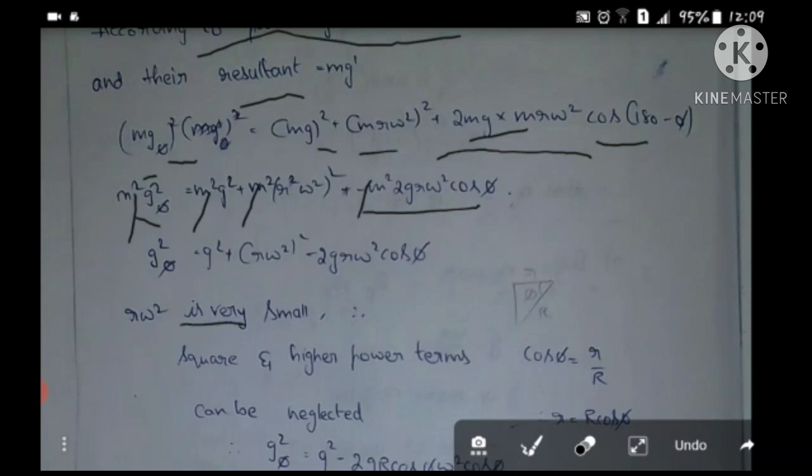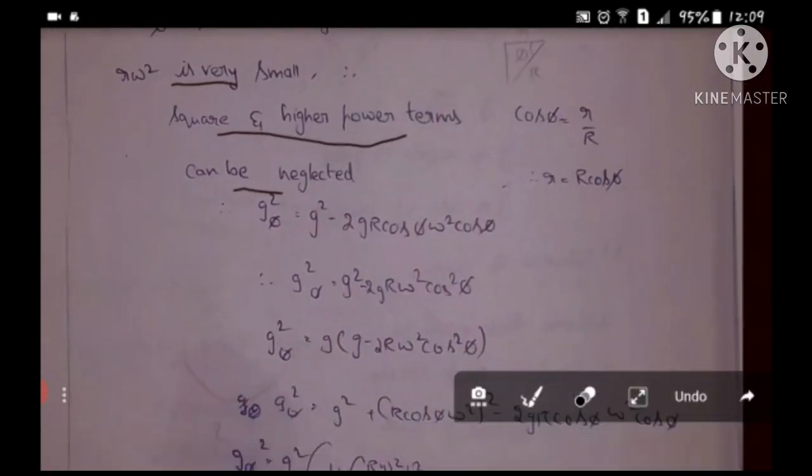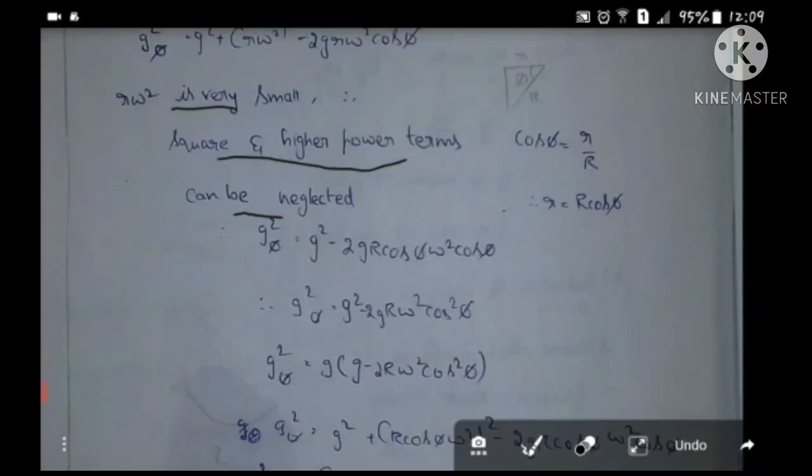Here r omega square is very small, and the square and higher power terms can be neglected. So g phi square is equal to g square minus 2 g r omega square cos phi. Here, according to the diagram, cos phi is equal to r by R. Therefore r is equal to R cos phi.